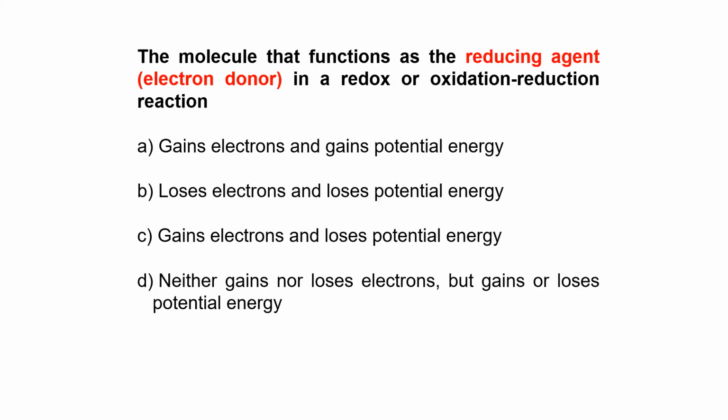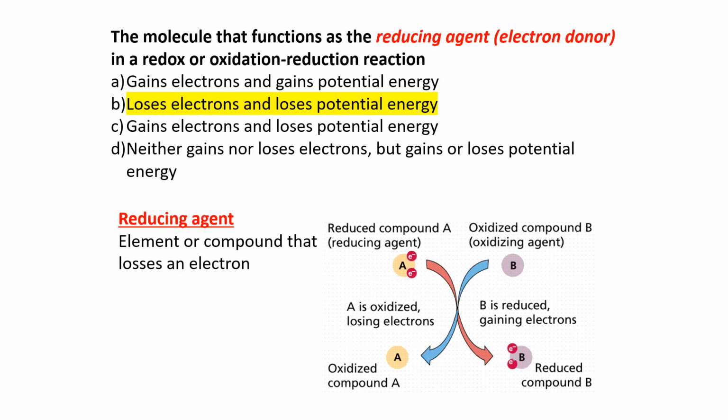Okay, so let's start. The molecule that functions as a reducing agent, the donor in a redox or oxidation-reduction reaction, how are they called? To answer this question, the first thing we need to do is to know what a reducing agent is. A reducing agent is an element or a compound that loses an electron. So it is donating an electron.